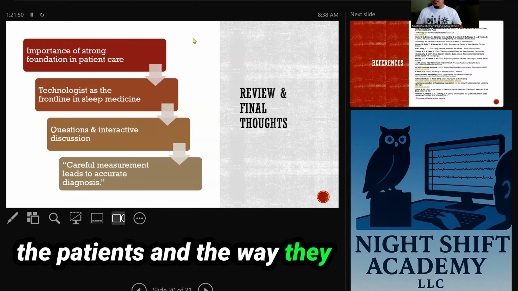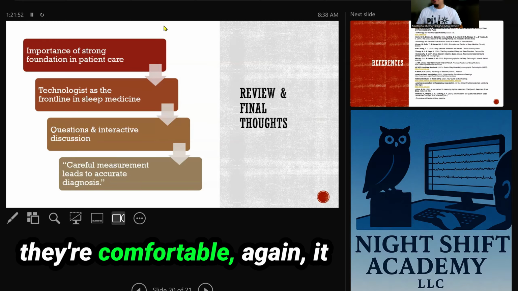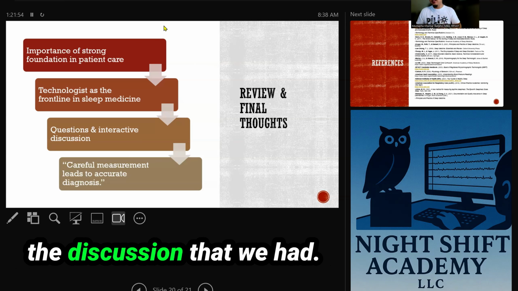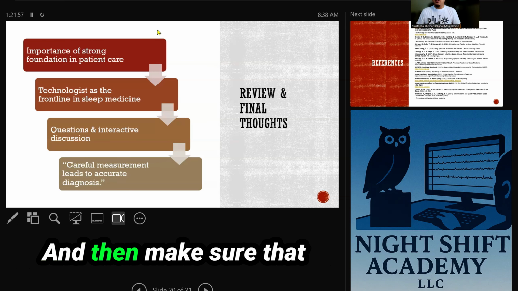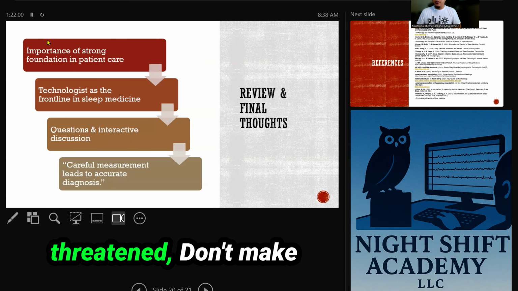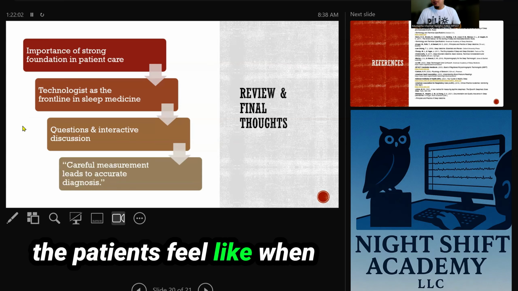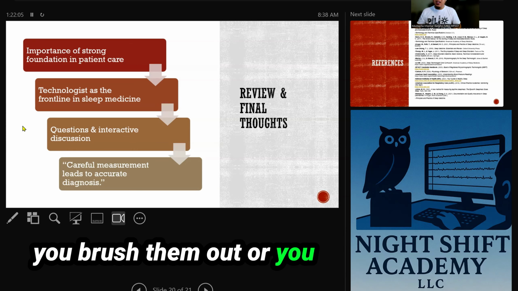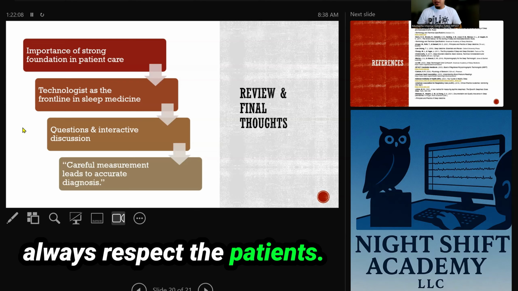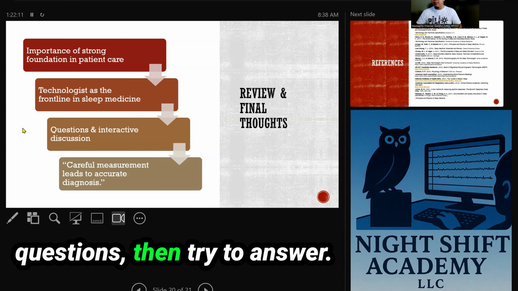And the way they will interact with you is if they're comfortable. Again, it goes back to the entire topic, the discussion that we had. And then make sure that the patients don't feel threatened. Don't make the patients feel like when they ask you questions, you brush them over. You don't need to know that. You always respect the patients. If they ask you more questions, then try to answer.